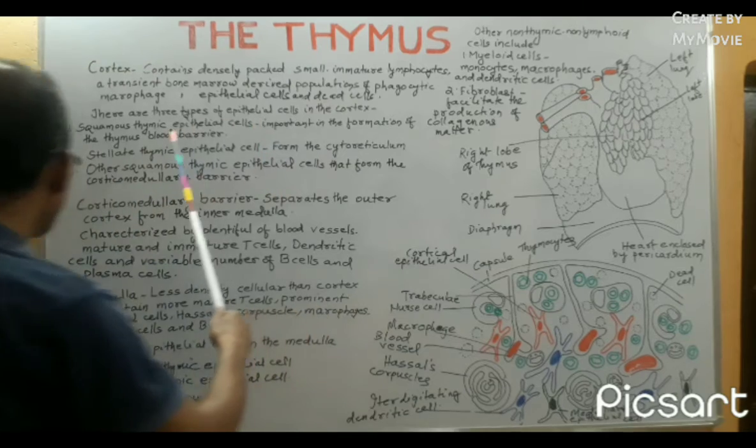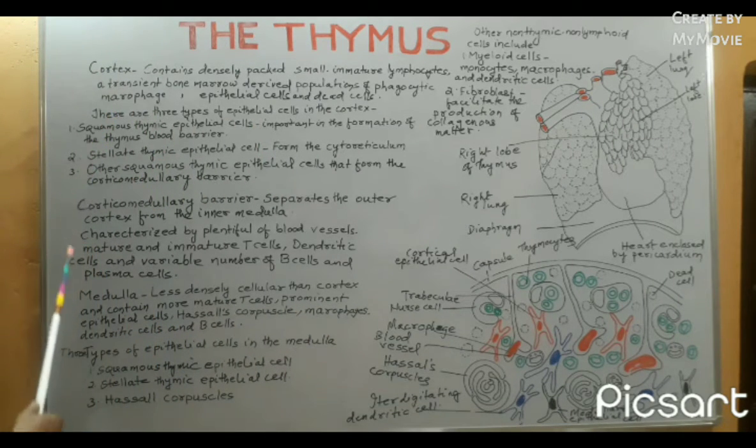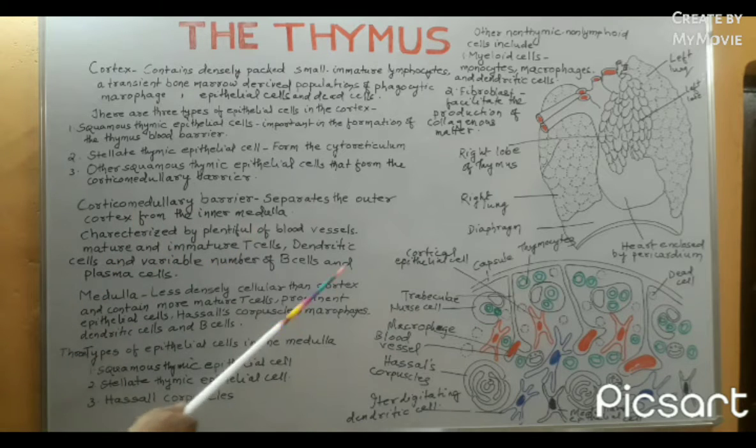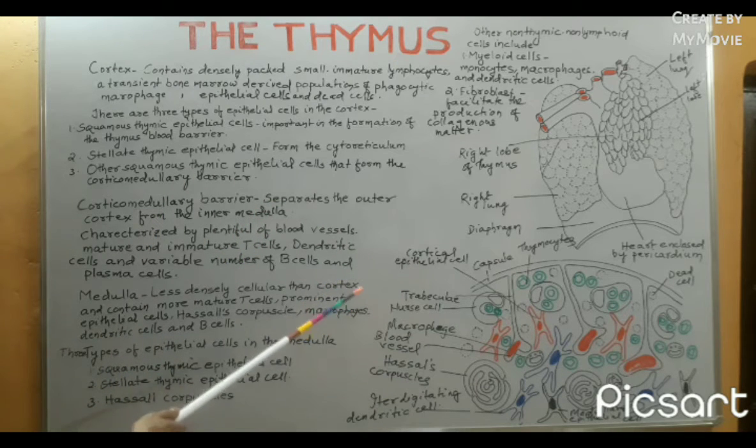This is about the structure of cortex, medulla and corticomedullary barrier. Next we will discuss the blood-thymus barrier. After that we will discuss the function of thymus.